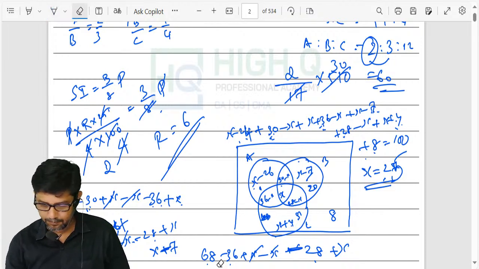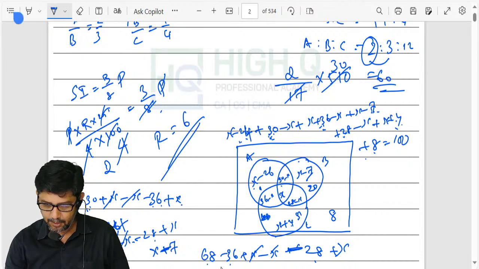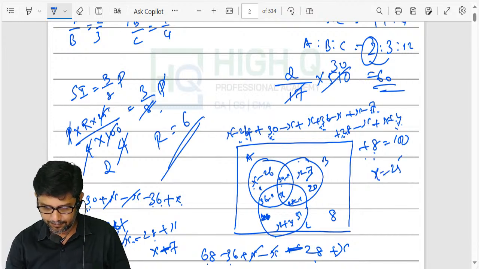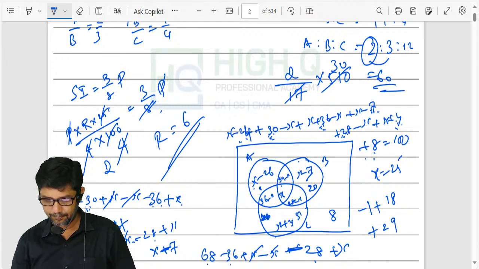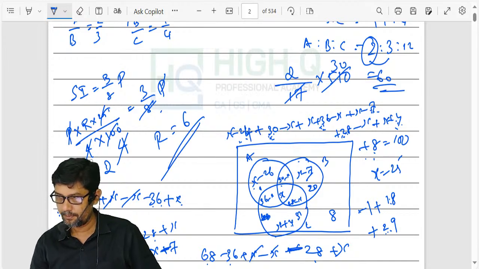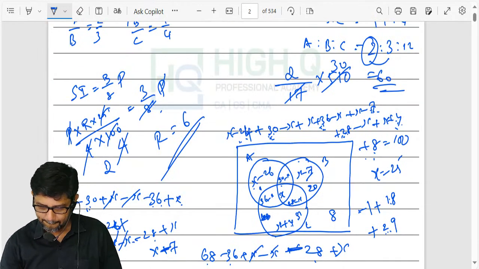Is it 25 we are getting? Minus 24 plus 30 is 6. 42, 35, 43, 63, 67, 75. X is equal to 25. Minus 1 plus 18 plus 29. 18 plus 29 is what? 47. Minus 1. Not there. What? This minus 1 I'm getting. Oh, sorry.